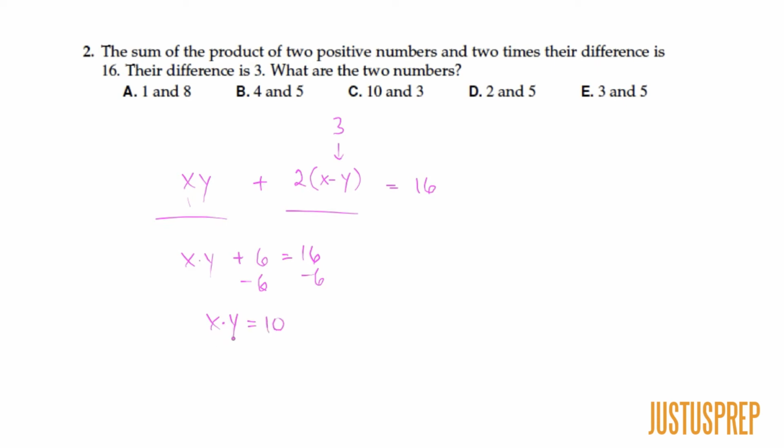At this point, there are only two options. Either this is 1 times 10 or 5 times 2. And their difference has to be 3 from here. So it's going to be 5 times 2 and not 10 times 1. So this will be our answer, 5 and 2. The answer is D.